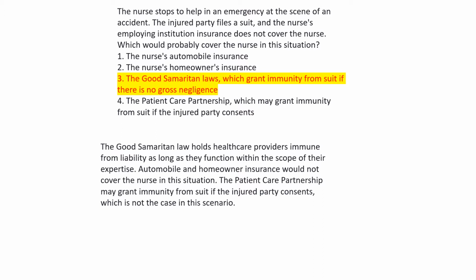Automobile and homeowner insurance would not cover the nurse in this situation. The patient-care partnership may grant immunity from suit if the injured party consents, which is not the case in this scenario.